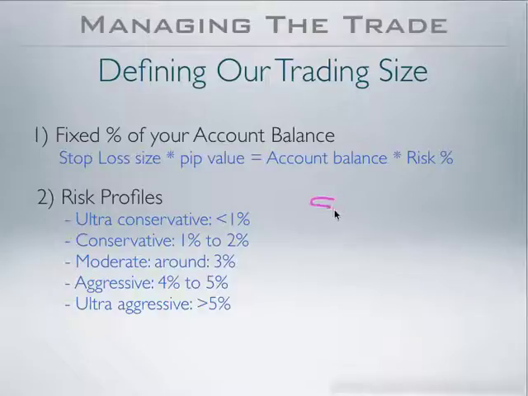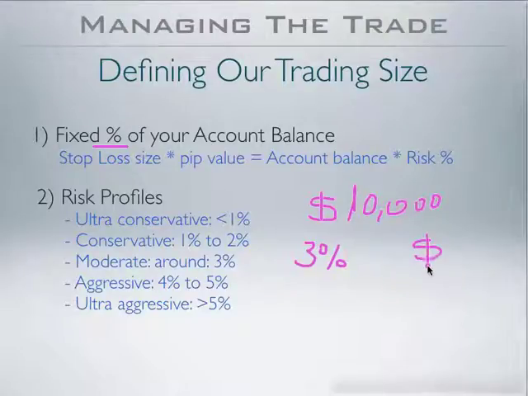For example, if I have a trading account with $10,000, and I decide to risk, I don't know, let's say 3% of my account size on every particular trade. Well, that means that if my stop loss is hit, if that trade becomes a loser, I will not lose more than $300, because 3% of 10,000 is 300.